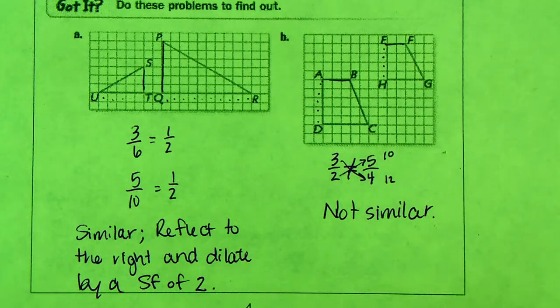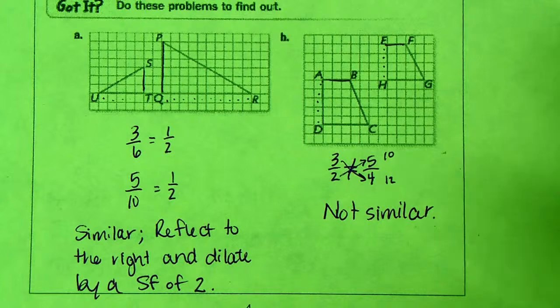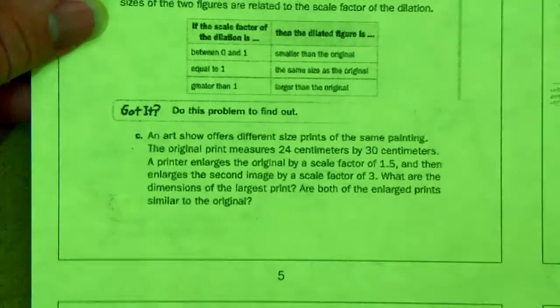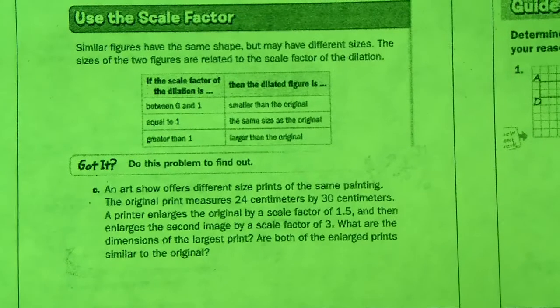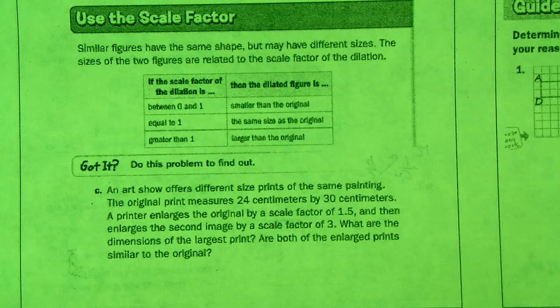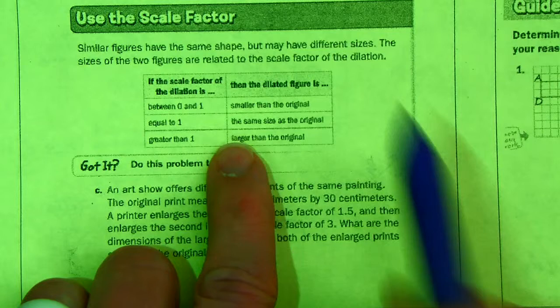All right, we are on the back side now. If we know they're similar and they give us a scale factor, we can use that scale factor without anything else. So remember, this is a review. We've seen this before. If the scale factor is between 0 and 1, that's actually going to be smaller. We call it a reduction.